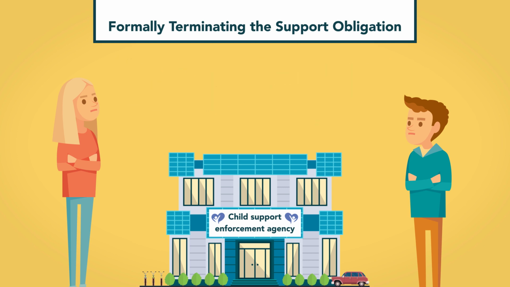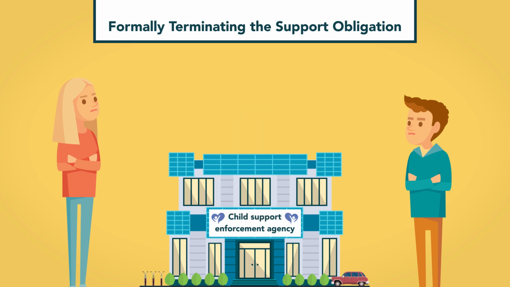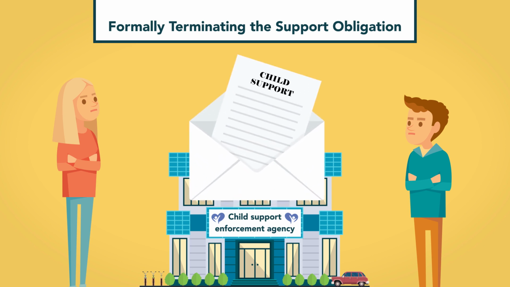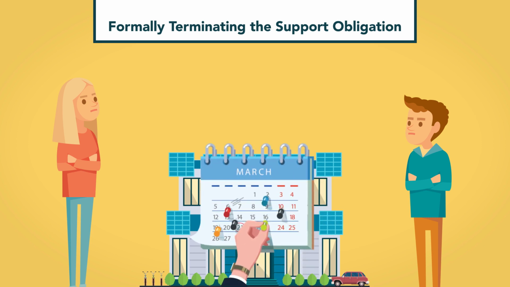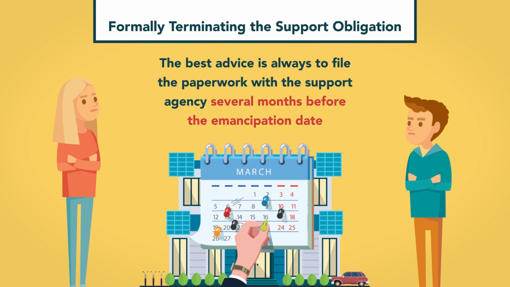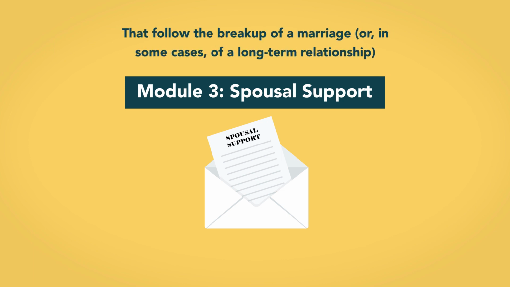Depending on the state, the parties will probably need to notify the court and/or the child support agency that a child is emancipated. At that point, the agency will take the necessary steps to end the non-custodial parent's wage attachment. However, this may take a while, so the best advice is always to file the paperwork with the support agency several months before the emancipation date. Next, we will turn to spousal support, the other important class of monetary obligations that follow the breakup of a marriage or, in some cases, of a long-term relationship.